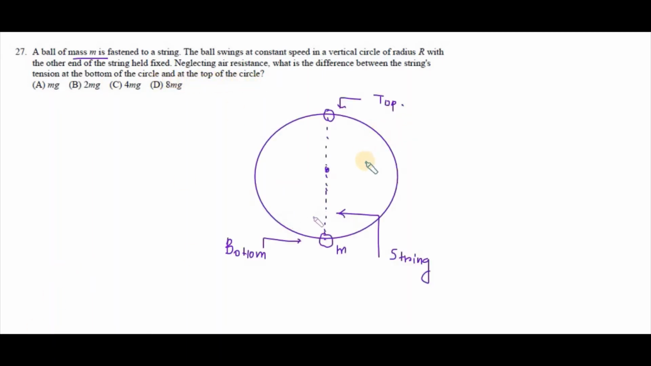So here in this diagram, this is a ball which is connected by the help of a string, and O represents the center of the circle. It swings at constant speed. If I consider it rotating in anti-clockwise direction, the speed would be constant in a vertical circle of radius r, with the other end of the string held fixed. The top and the bottom of the circle are represented here. The top position is represented by A, the bottom position by B. Now we have to find the difference between the string tension at the top and bottom of the circle.